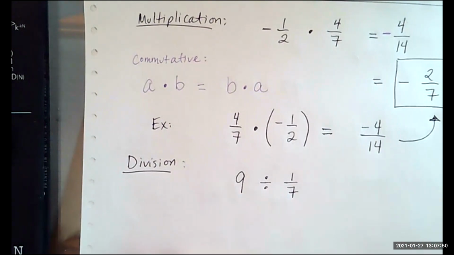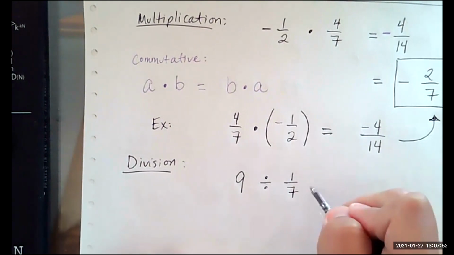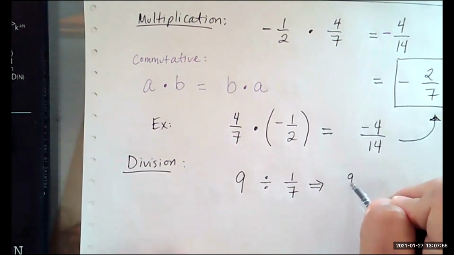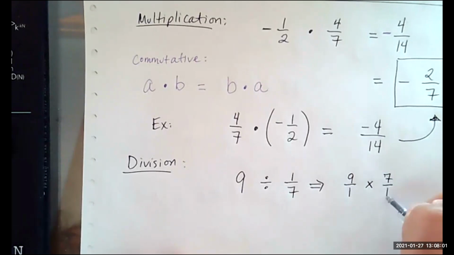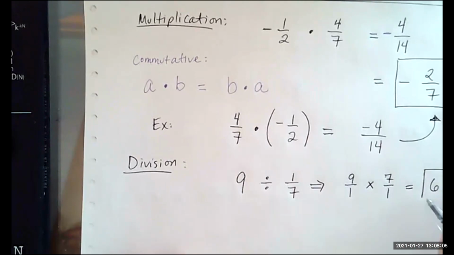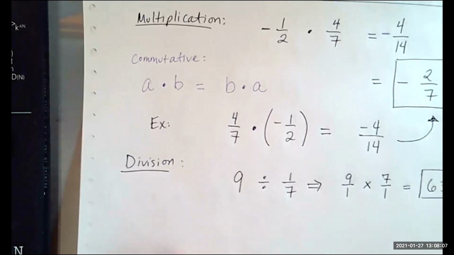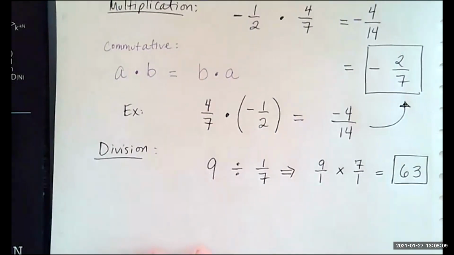Well, we learned how to divide fractions last time, so it should be clear that we should change this to 9/1 so that we have this as a fraction. Switch to multiplication, and then flip this to the reciprocal, 7/1. So this will just be 63.